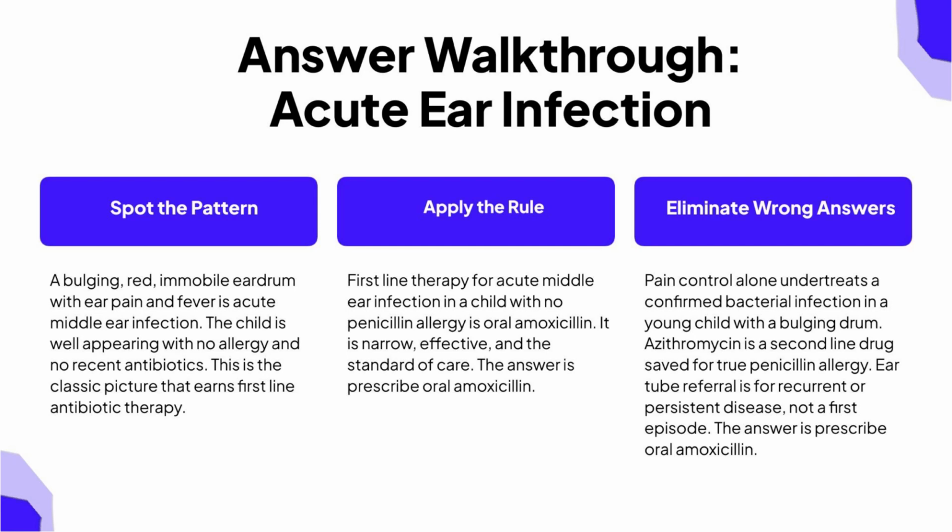Now eliminate the wrong answers. Pain control alone, option A, undertreats a confirmed bacterial infection in a young child with a clearly bulging drum. Azithromycin, option C, is a second-line drug we save for a true penicillin allergy. Referral for ear tubes, option D, is for recurrent or persistent disease, not a first episode. The answer is prescribe oral amoxicillin.